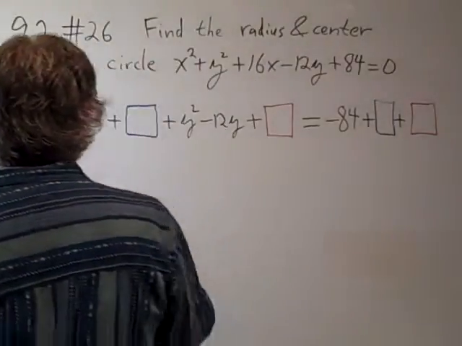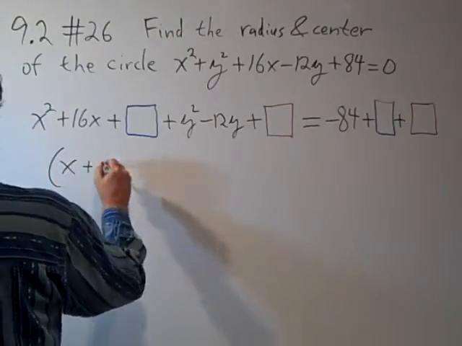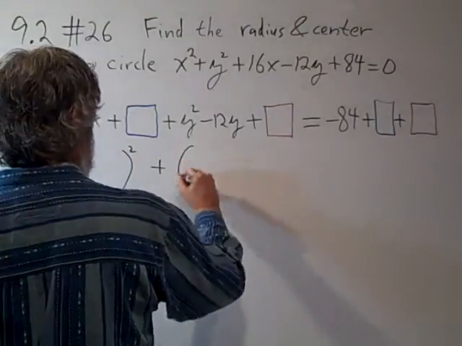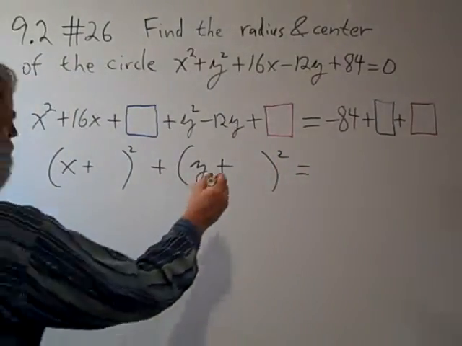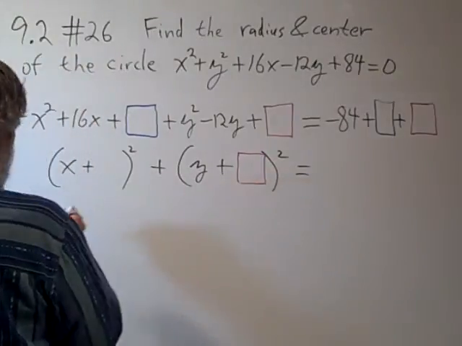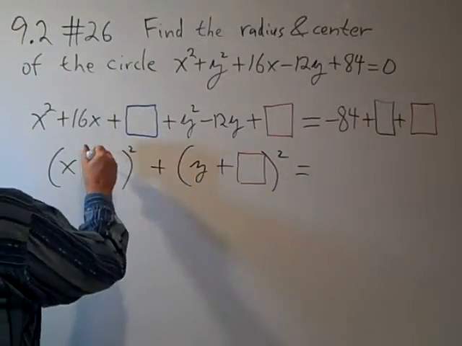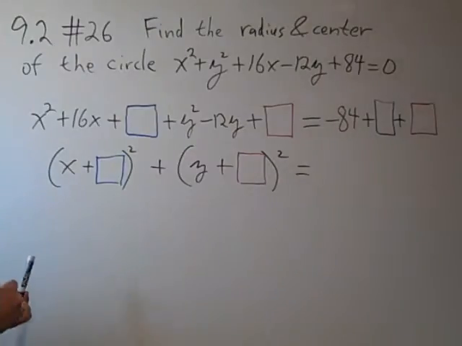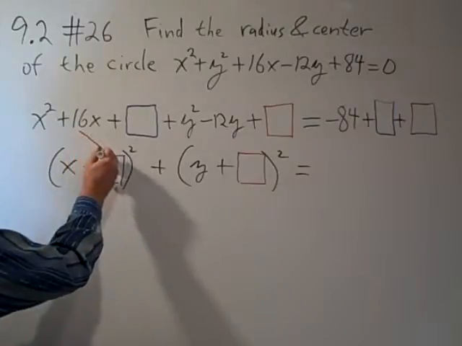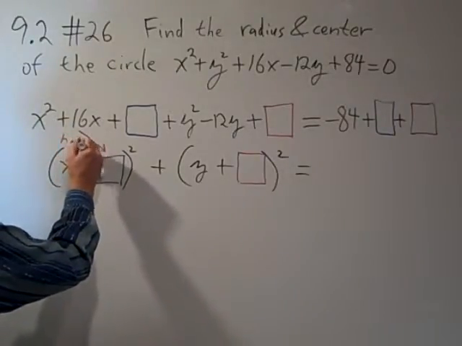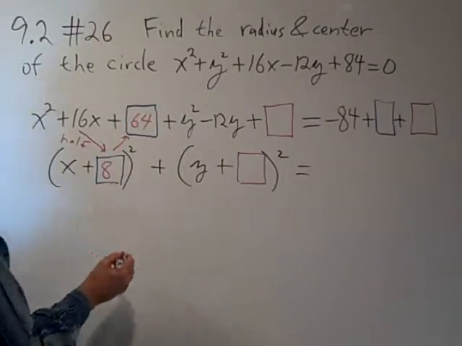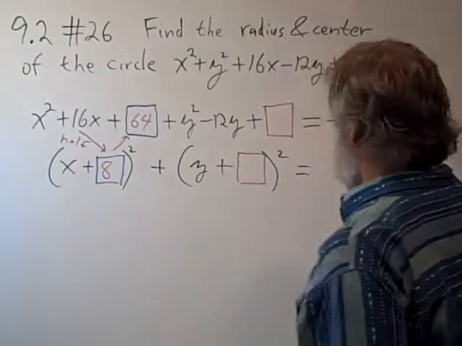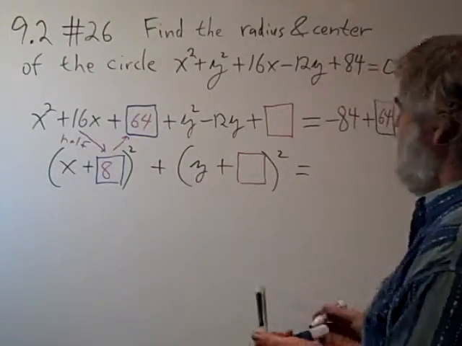So now we start our completing the square step. So this is going to be x plus something squared, and this is going to be y plus something squared. And the somethings we'll have to figure out as part of our completing the square process here. So what goes in these boxes is half of 16. Half of 16 is 8, and if you square the 8, you get 64. So it's 64 that we had to add over there to both sides.